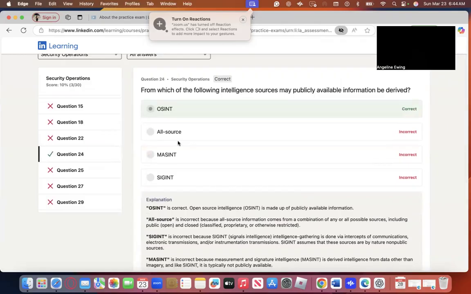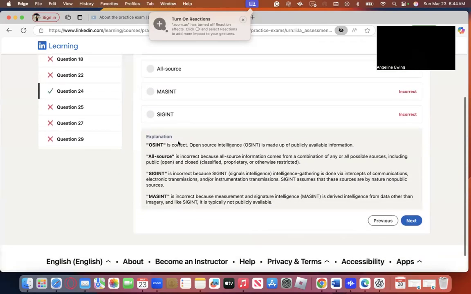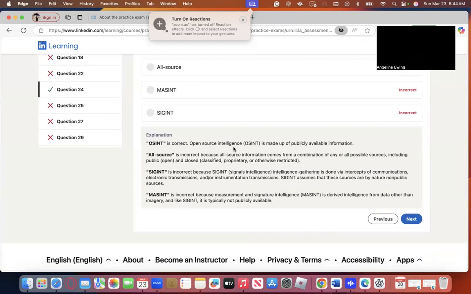From which of the following intelligence sources may publicly available information be derived? That would be OSINT. Open source intelligence, OSINT, is made up of publicly available information. On the other hand, all source information comes from a combination of any or all possible sources, including public, open, and closed, classified, proprietary, and otherwise restricted.